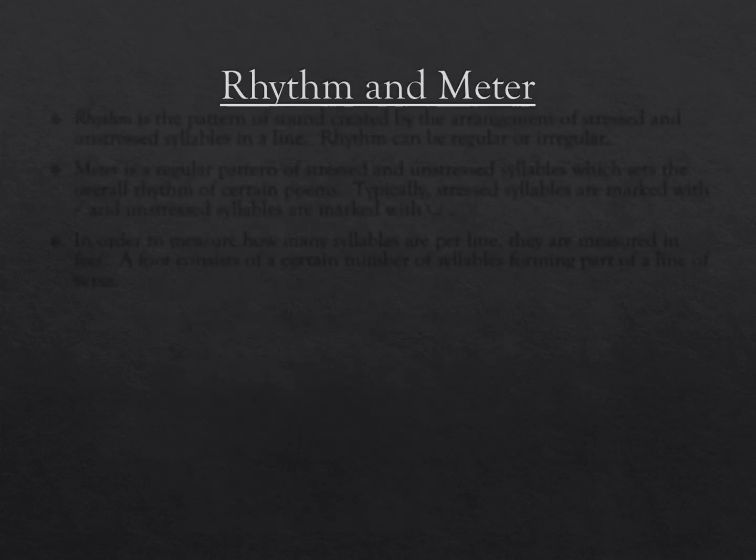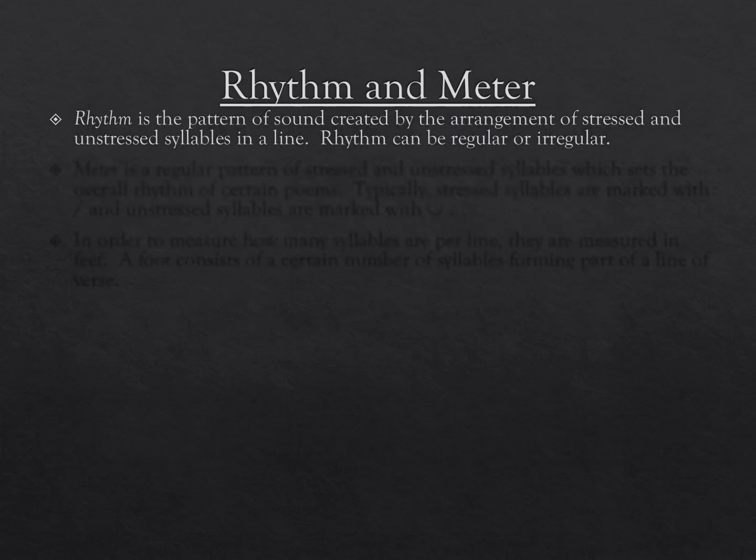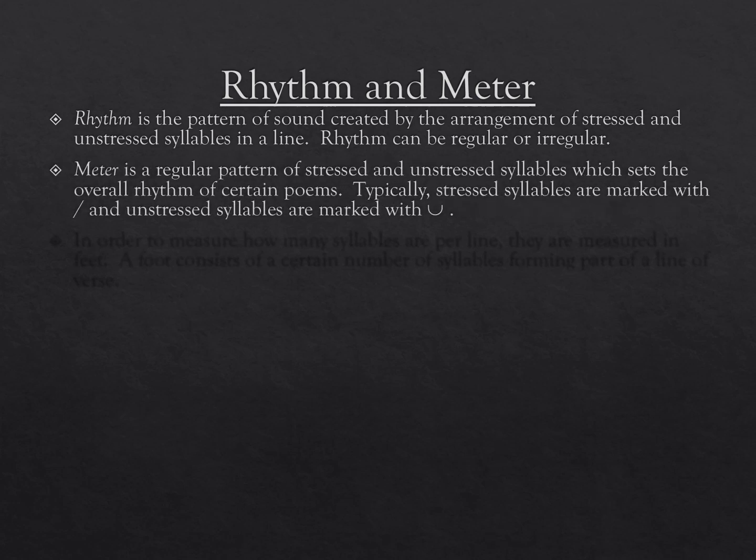Now let's go to rhythm and meter. Rhythm is the pattern of sound created by the arrangement of stressed and unstressed syllables in a line. Rhythm can be regular or irregular. Meter, on the other hand, is a regular pattern of stressed and unstressed syllables which sets the overall rhythm of certain poems. Typically, stressed syllables are marked with a stress mark and unstressed syllables are marked with a U symbol, as you can see on the screen.